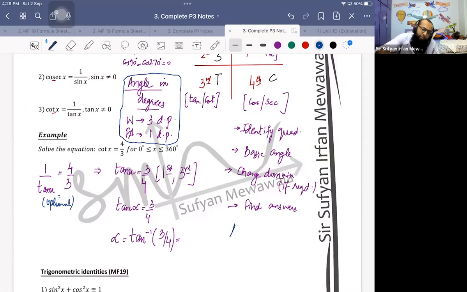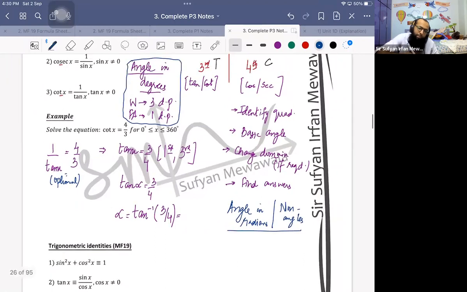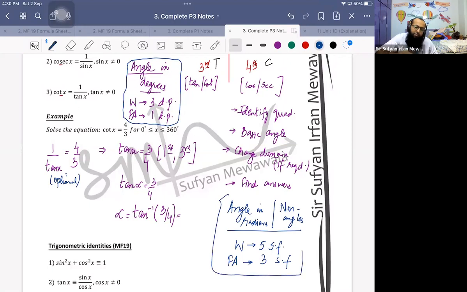However, for an angle in radians, or for non-angles, whether it is an angle in radians or non-angles, the working will be in 5 significant figures, and the final answer will be in 3 significant figures. So always remember that angles in degrees and angles in radians have different rounding requirements. Angle in radians has the same accuracy guidelines as non-angles have.